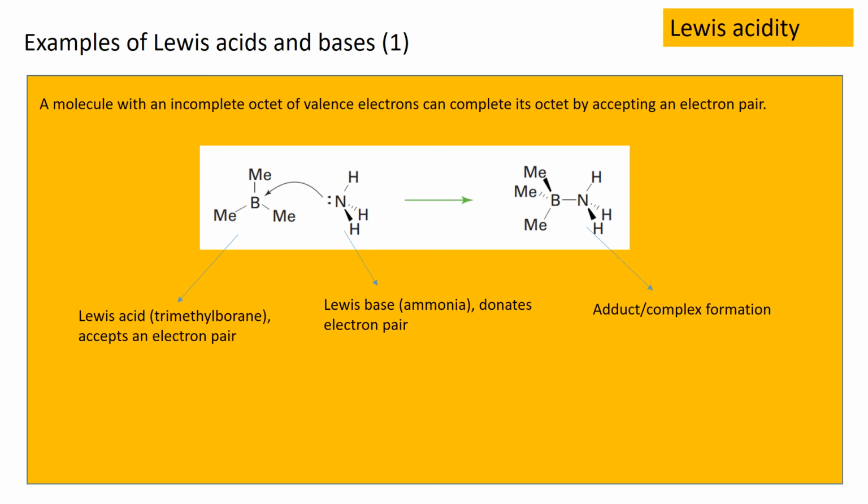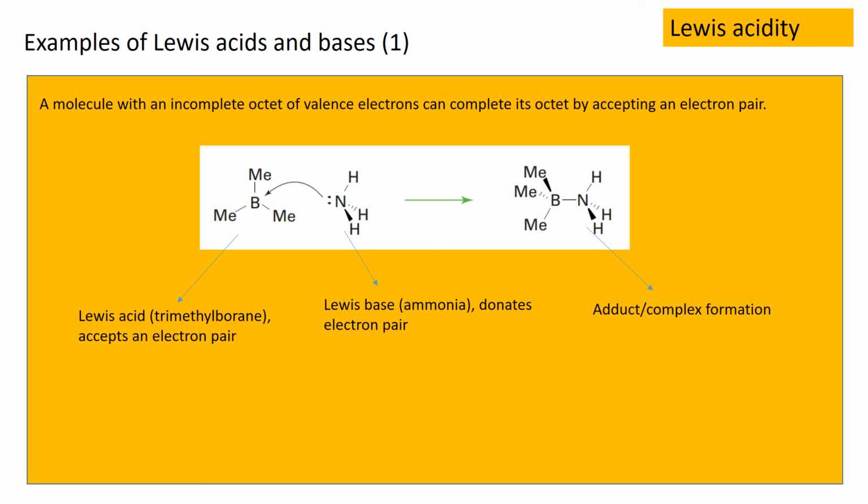So let's have a look at some examples of Lewis acids and bases that don't necessarily involve the transfer of a proton. Any molecule that has an incomplete octet. So if you cast your minds right back to lecture 1 and 2, where we were looking at Lewis structures and VSEPR theory, some of those molecules that we were looking at, we can actually identify the Lewis acid and Lewis base.